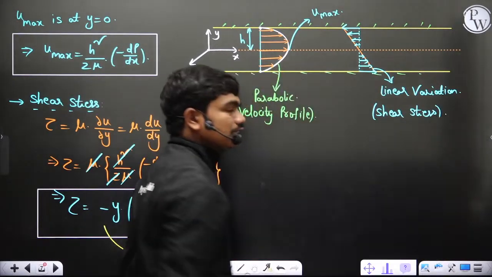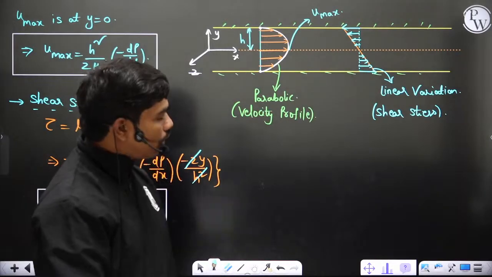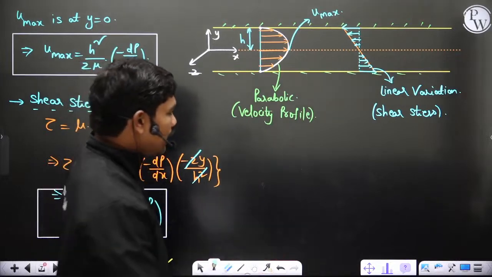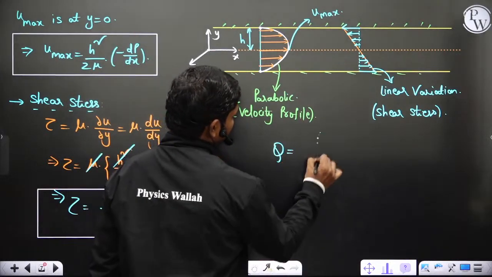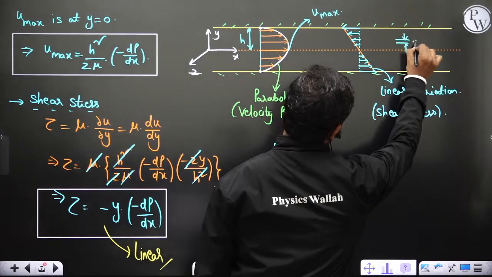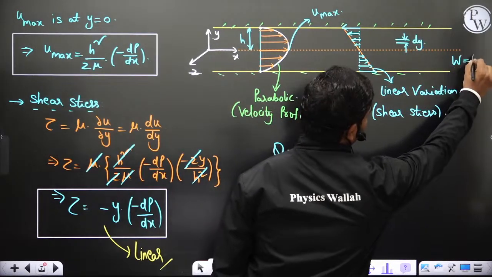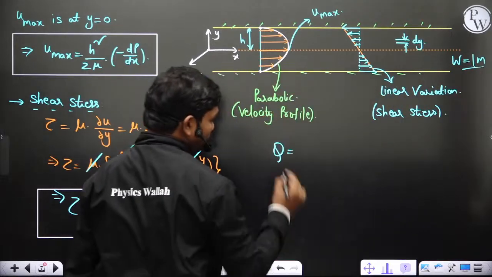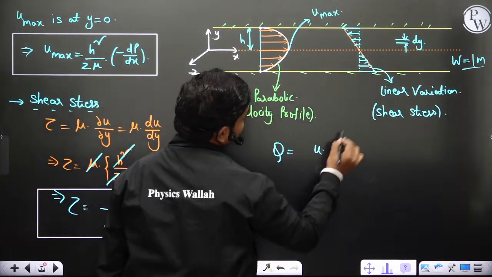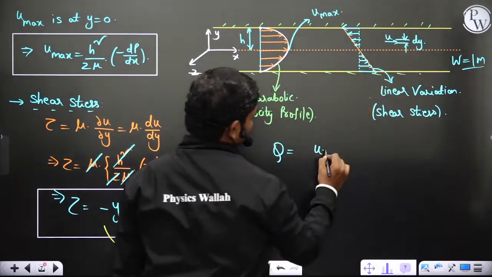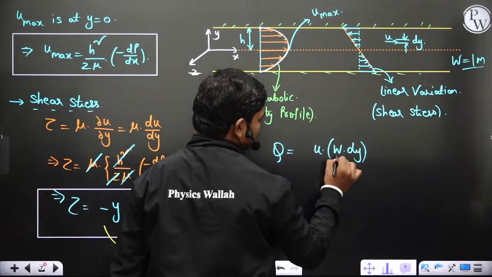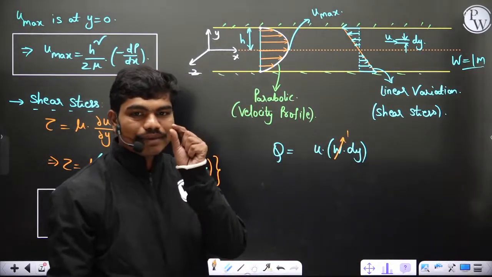Now, I want to ask you one thing. What about the discharge that happens? For discharge, you can calculate the discharge through a small section. Let us suppose this is a small section dy, and the width of the plates is 1 unit. The amount of flow through this small section is u into w into dy, where u is the velocity at this point. Taking w as per unit width, this is the small elemental discharge, correct?